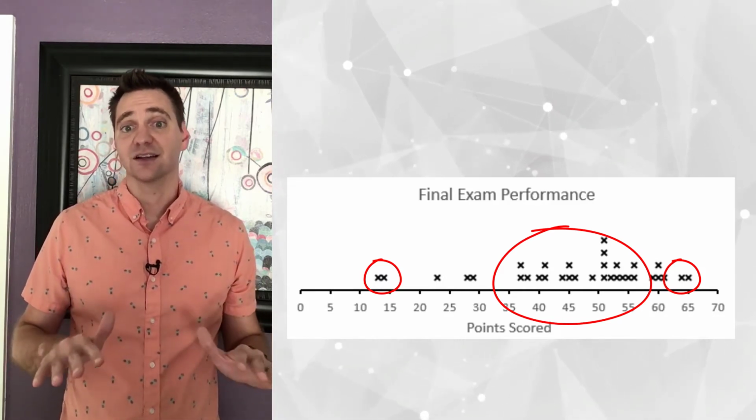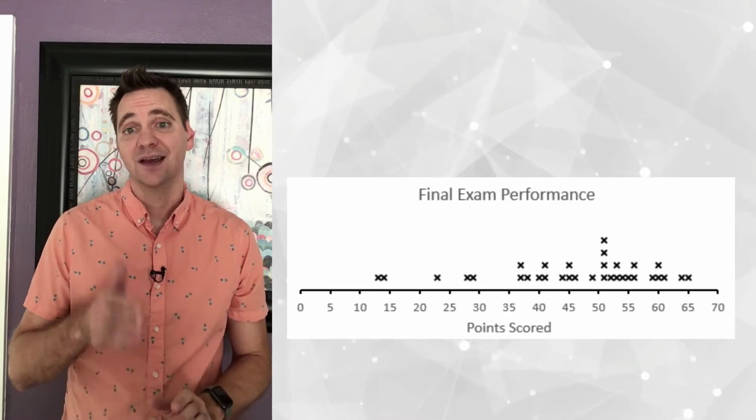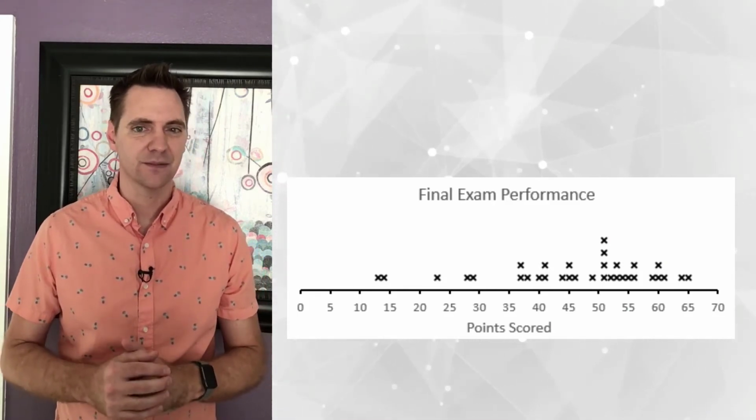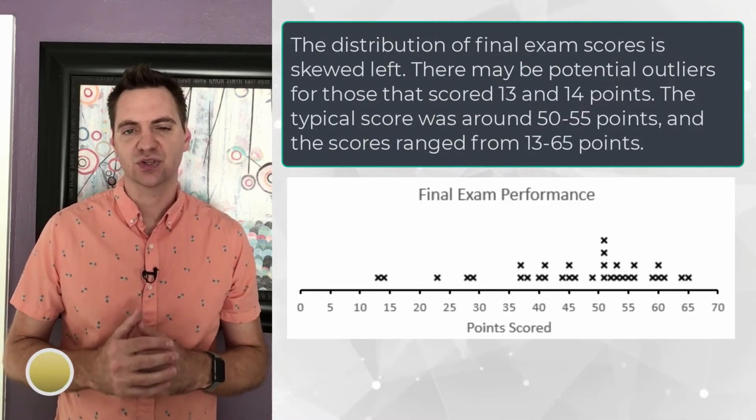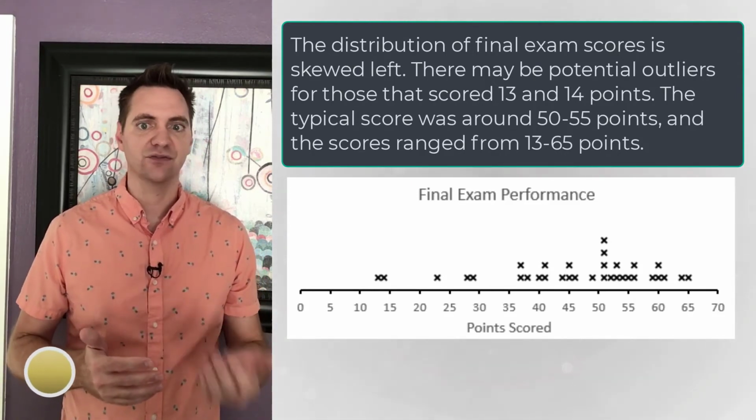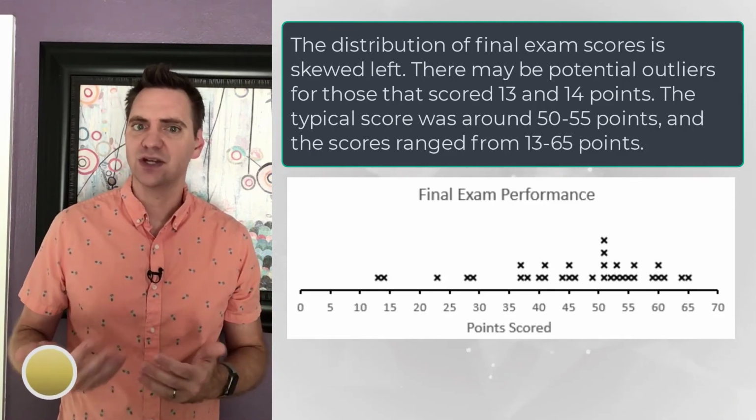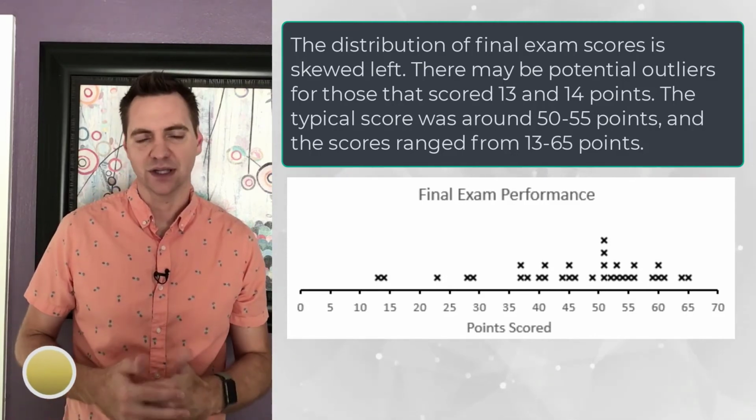Now, that's a lot to write. This is where our language of statistics comes into our benefit. Let's summarize in just a few sentences. The distribution of final exam scores is skewed left. There are potential outliers that scored only 13 and 14 points. The typical score was around 50 to 55, with scores ranging from 13 to 65 points.